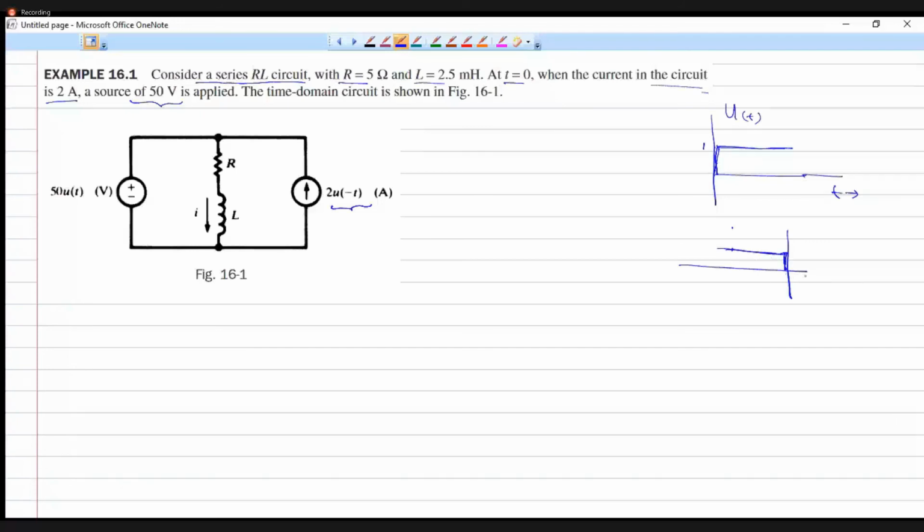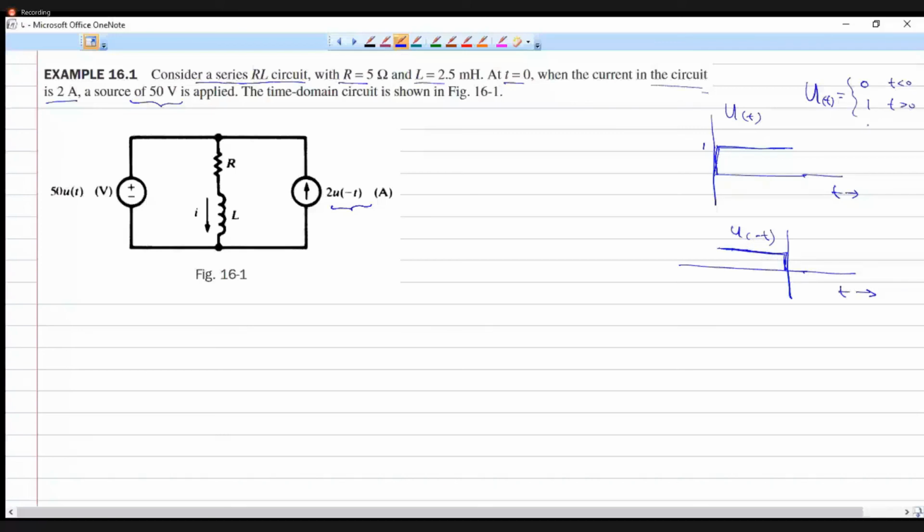Okay, it is just a mirror image of that. So this is u of minus t. This is going to represent what is happening. So how is u of t defined? u of t is defined as 0 for t less than 0, and it is defined as equal to 1 for t greater than 0. This is how we have defined it.